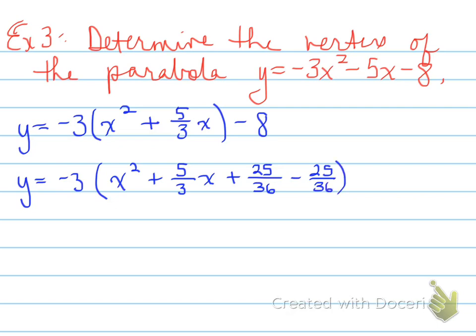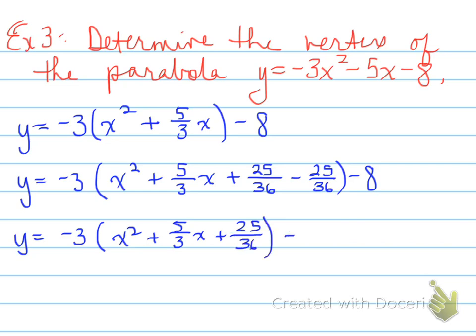So we're going to invite positive 5 over 6 all squared, which is 25 over 36, and minus 25 over 36 minus 8. Next step, y equals negative 3, and we're going to keep the positive, and the negative twin leaves the party. So plus 25 over 36 minus 25 over 36 times negative 3, and then minus 8.